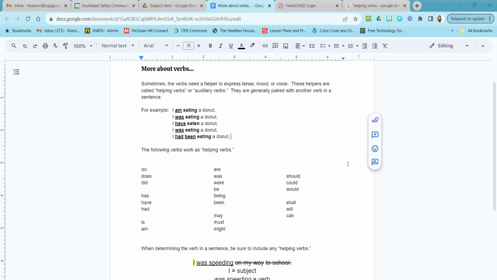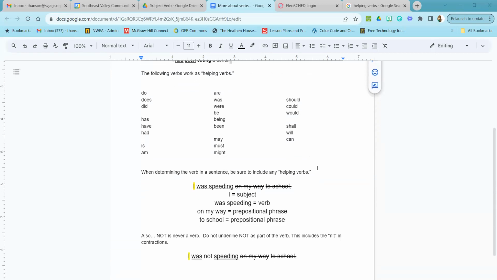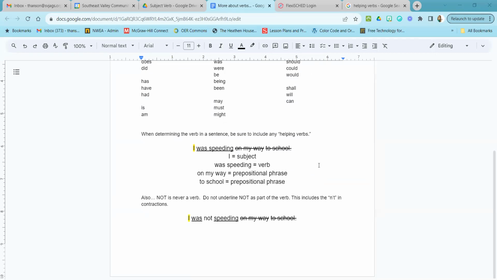So I have a list on here of different helping verbs, and I'm not going to make you memorize this list right now. I want you to keep this handy so that you'll be able to refer to that to determine whether certain words in a sentence are helping verbs or not. So when you're determining the verb in a sentence, you're going to be sure to include any of these helping verbs.